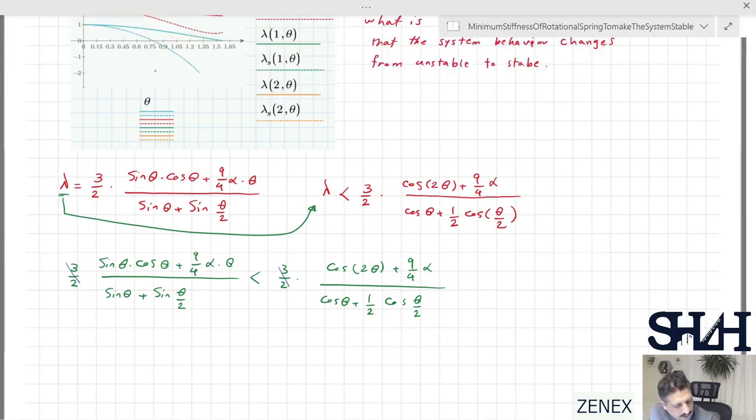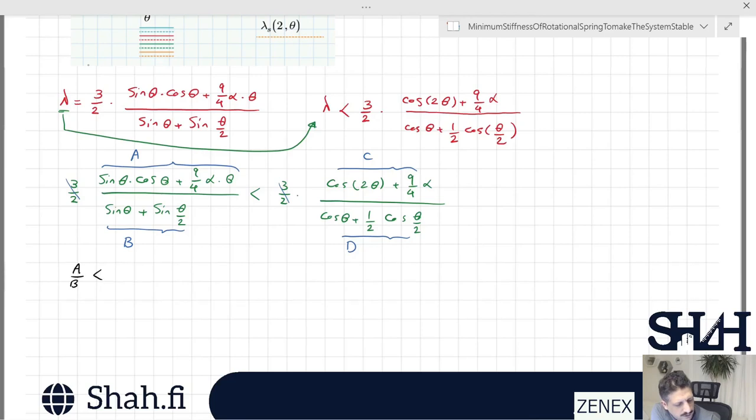It is easier if I assume that this numerator is A, the denominator of lambda is B, and the other side is C and D. So A over B should be less than C over D, or C over D minus A over B should be greater than 0. So it means that I have a function of alpha and theta, F, which is C over D minus A over B, and I want F to always be greater than 0.